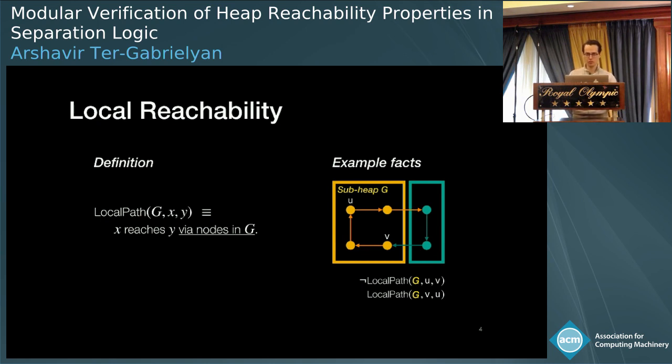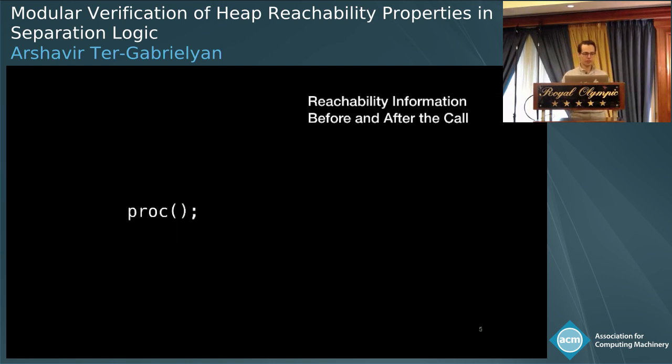Since we're interested in reasoning about unbounded paths of unbounded length, we abstract over the concrete heap edges by using these wavy arrows that depict the local reachability information that is known so far. Okay, so now we have the means to talk about reachability in a modular way. Let's return to the discussion about procedure calls.